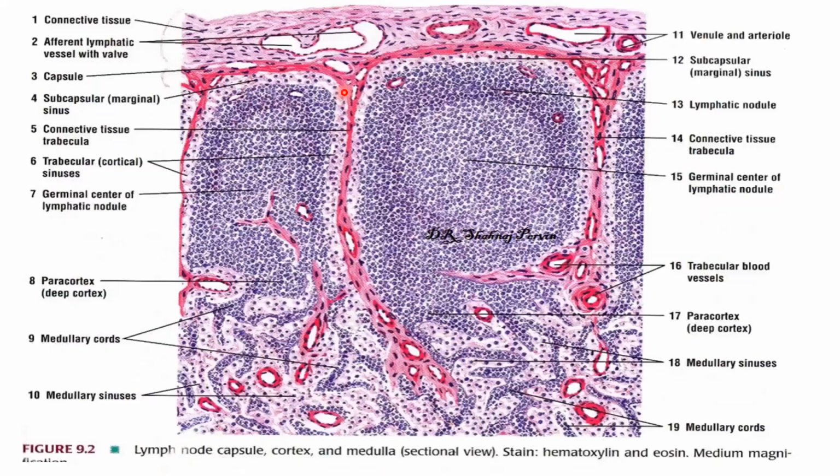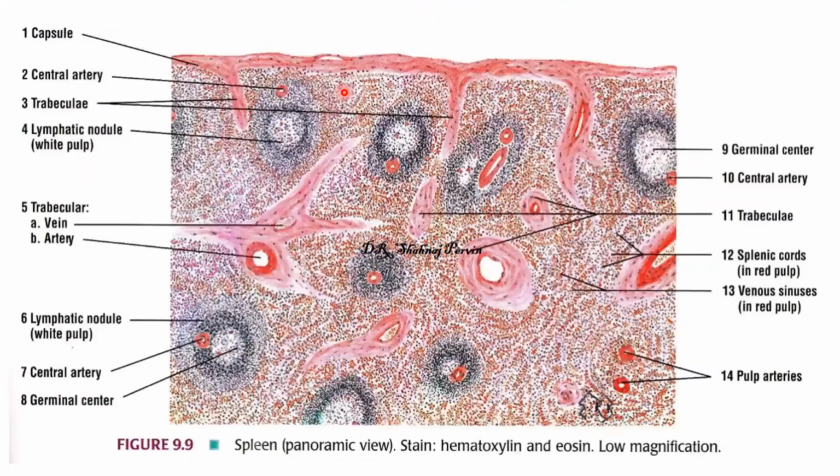Now I am moving to the spleen. The spleen is also lymphatic tissue, a secondary lymphatic organ. It has the outer capsule and inside the parenchyma. From the outer capsule, septa extend inside the parenchyma and divide it into compartments, and the parenchyma contains white pulp and red pulp. These are the white pulp, all of these are white pulp, and the area in between the white pulp is called the red pulp.